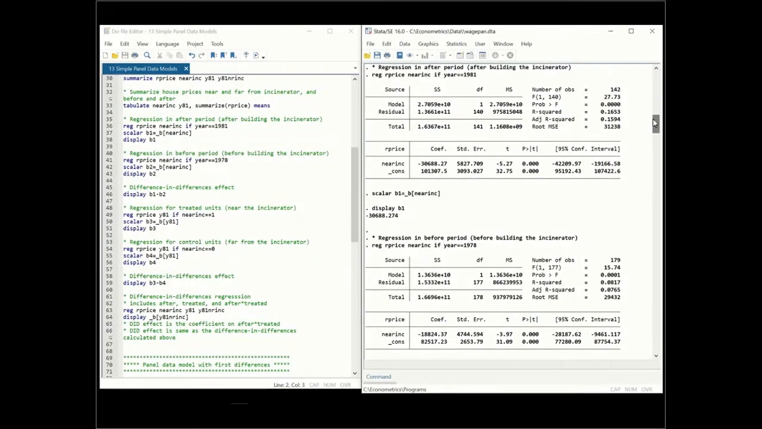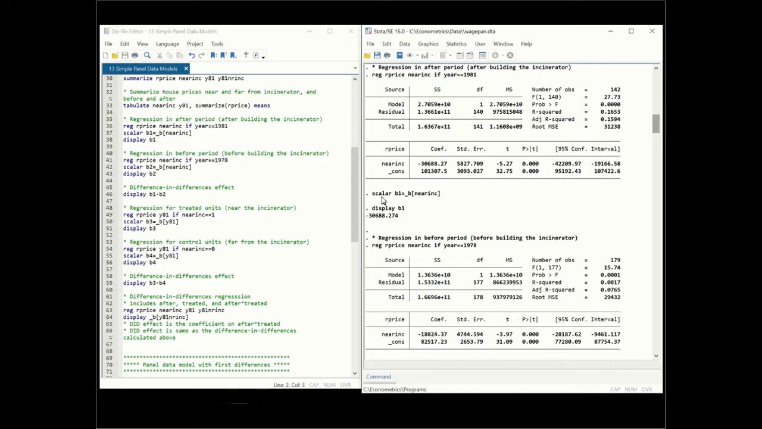So here's the after period, and this is the coefficient on near incinerator. The way we would interpret this coefficient is that if a house is near the incinerator, it would be $31,000 less than a house that is far from the incinerator in the after period. Here, because this is the regression in the before period for 1978, we would have that if a house is near the incinerator, it would be $19,000 less than if it's far from the incinerator in the before period.